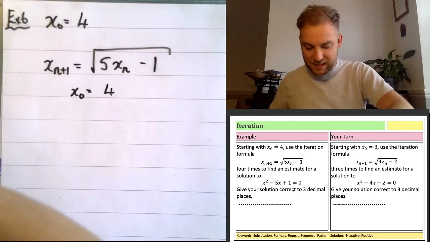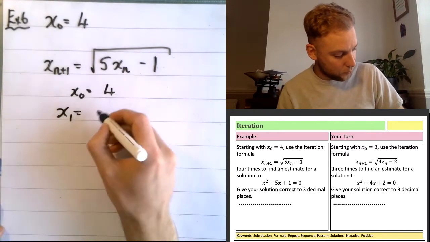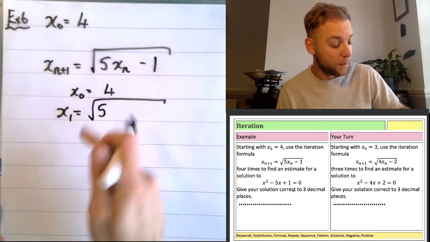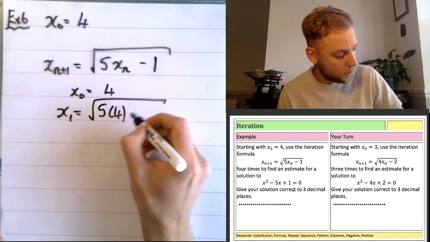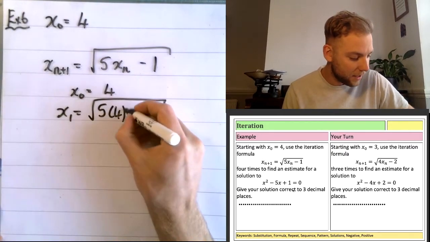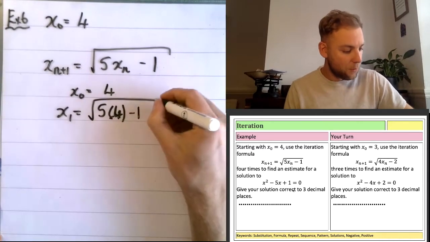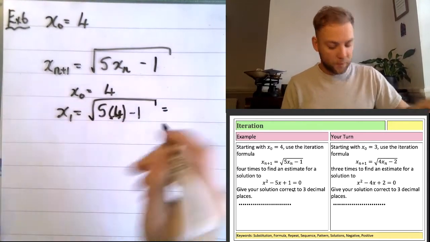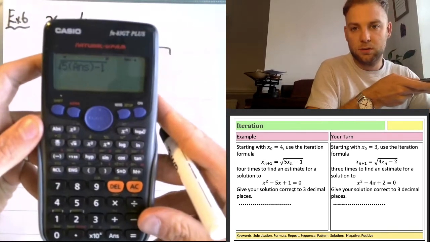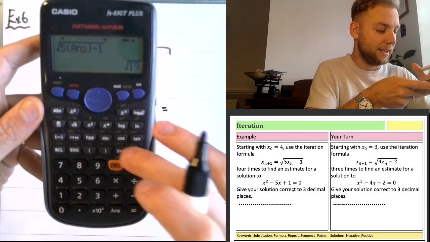Okay, so what this is basically doing is x of 1 is equal to the square root of 5 times the answer, which I know is my previous term, which is 4, minus 1. And you can work it out like this. If you prefer to work it out like this, I don't mind that. But if you want to do it quickly, then I will just use the answer button. So if I press equals now on that, remember that 4 is stored. Okay, so press equals, and I get root 19.